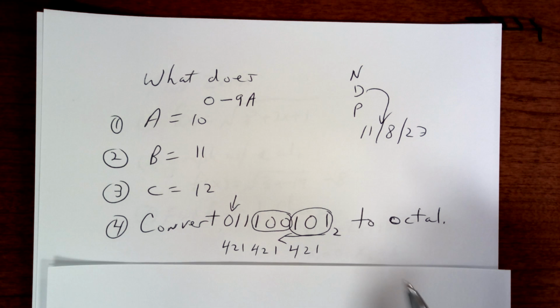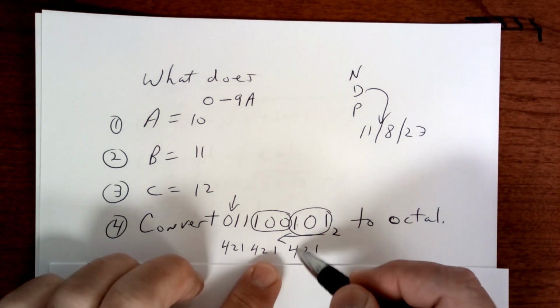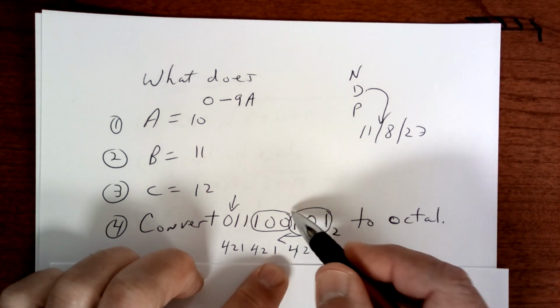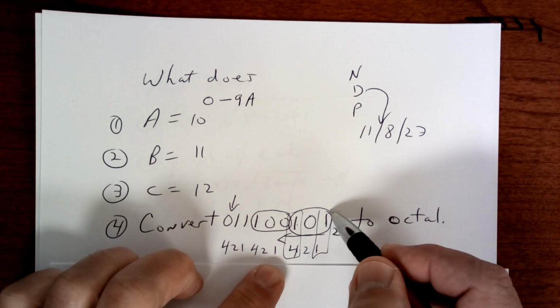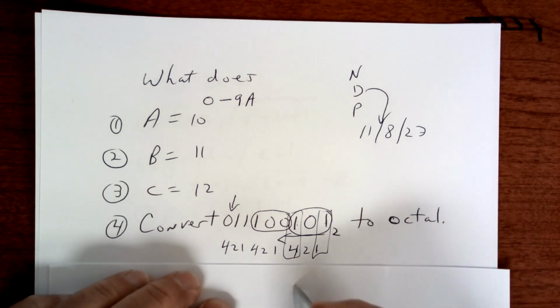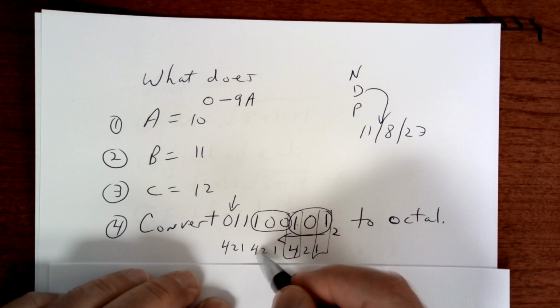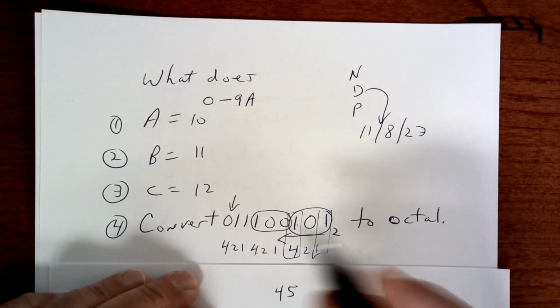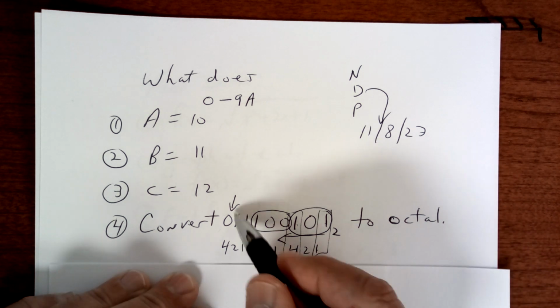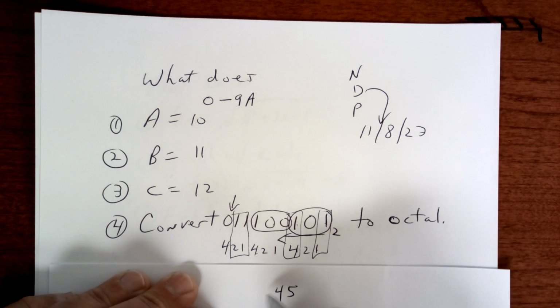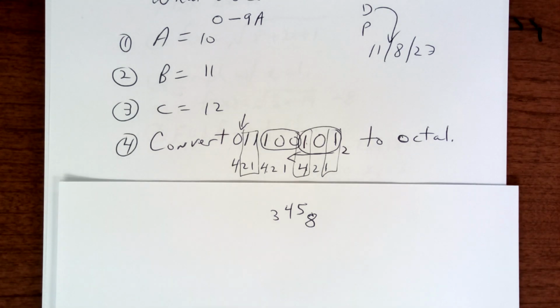Now let's see. This one uses the 4 and the 1, so it's going to be 5, 4 plus 1. This one uses only the 4. This one uses the 2 and the 1, so that's 3. So the answer is 345 in octal, base 8. Any questions on how to do that?